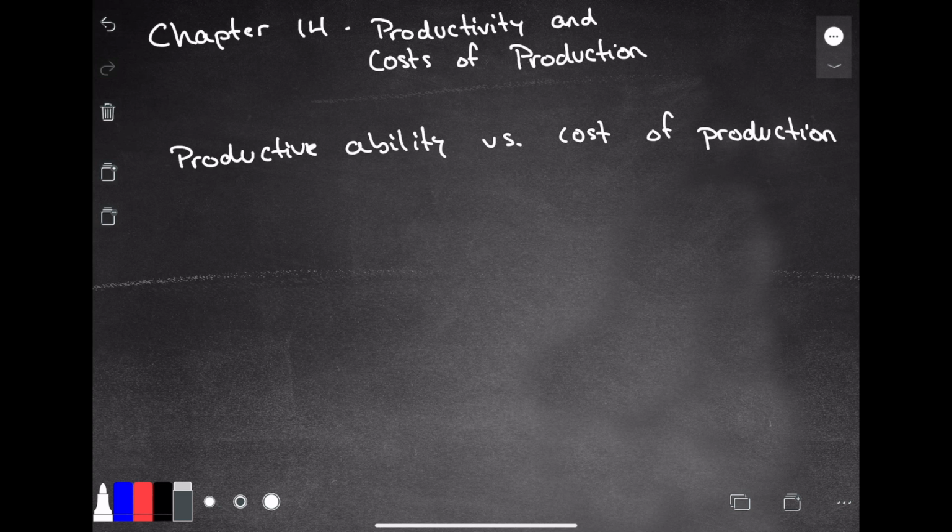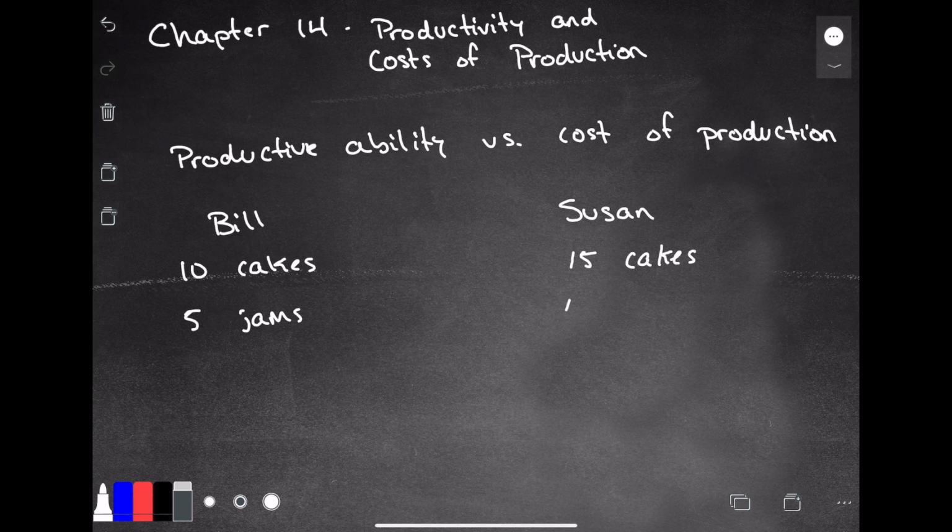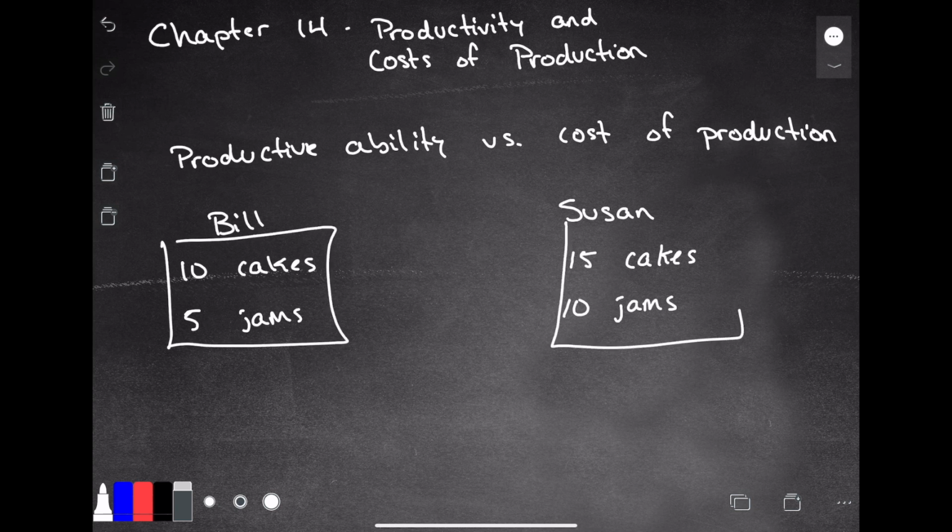Now, let's suppose we have two different people. We'll name one Bill, and we'll name one Susan. Bill can make up to 10 cakes per day, or he can make 5 jams. Susan, on the other hand, can make 15 cakes, or she can make 10 jams. Okay, and this is all in one day. And so these are descriptions of their productive abilities. What we're talking about here is what they are actually capable of producing.